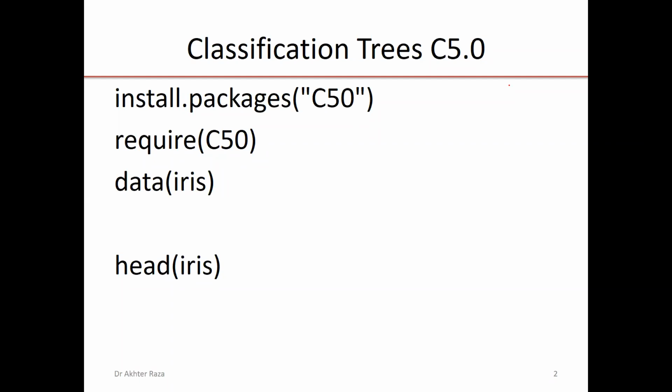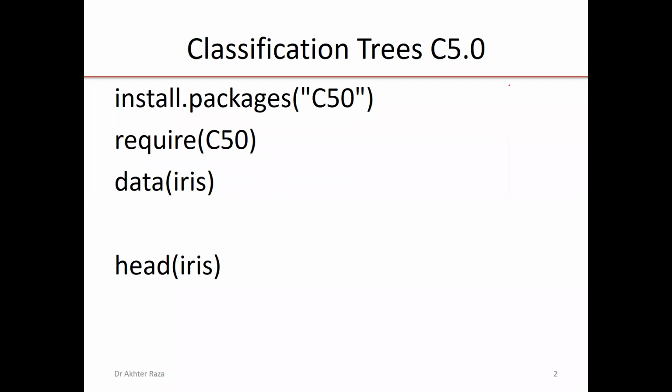So we have to specify install.packages, because C5.0 is not a default package and will not be available to you directly. You have to install this from third-party packages. After installing the package C50, you have to associate this package to your session by the require command. The require command will associate the package with the current session, and install.packages will complete the installation.